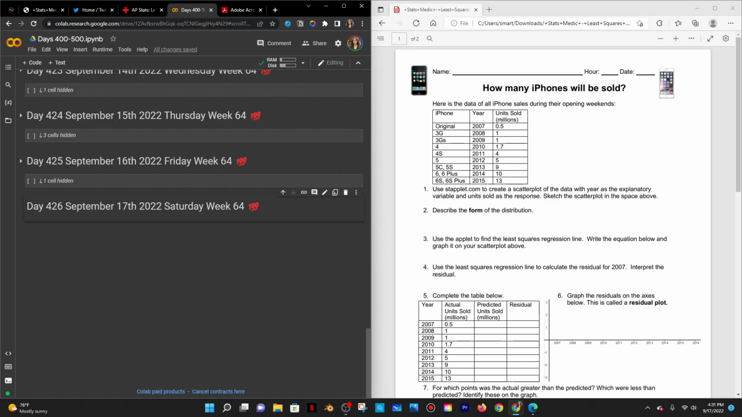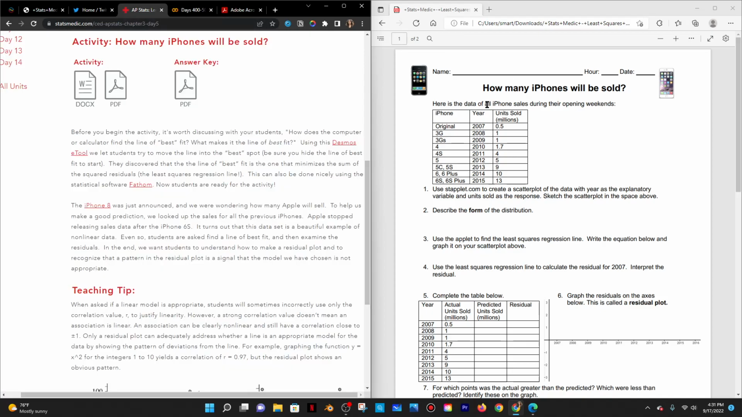Today is Saturday, September 17th, 2022. It is also day 426 of data science. And today I'm going to be working through this worksheet that I got from StatsMedic with Python.